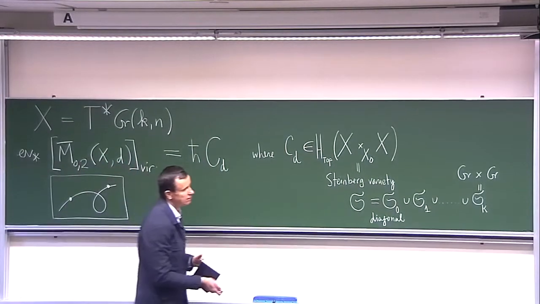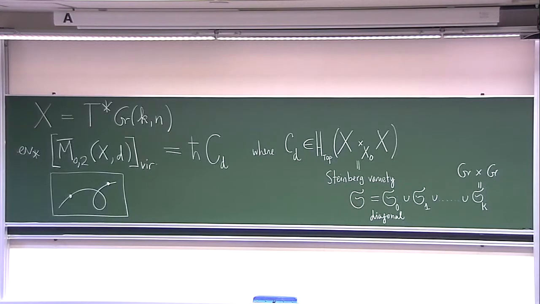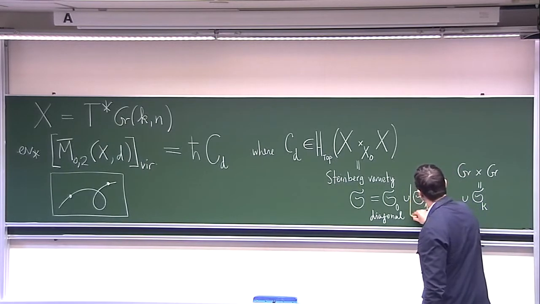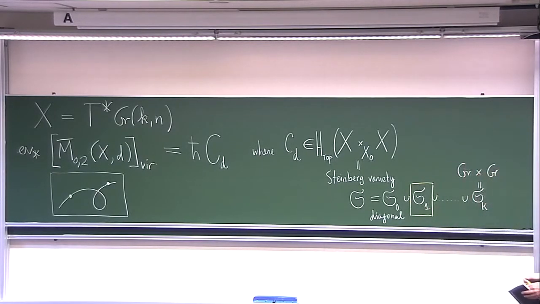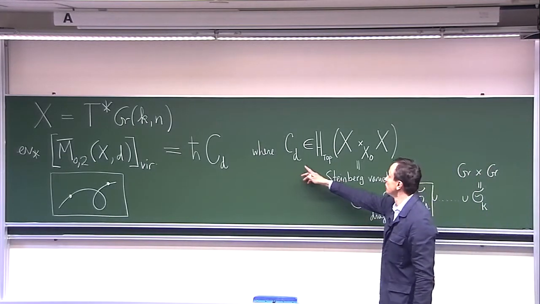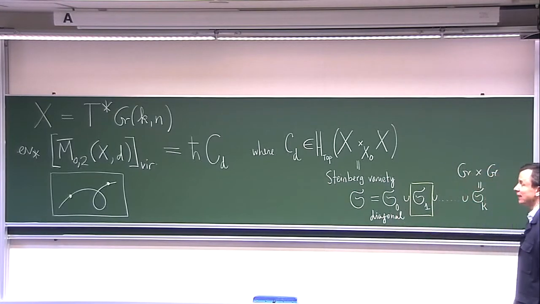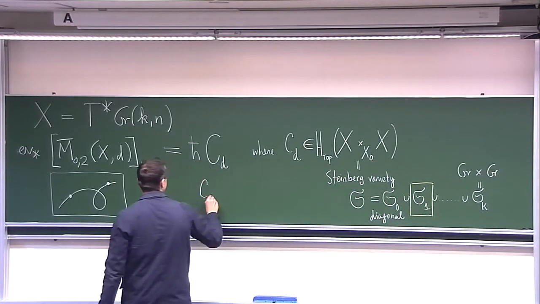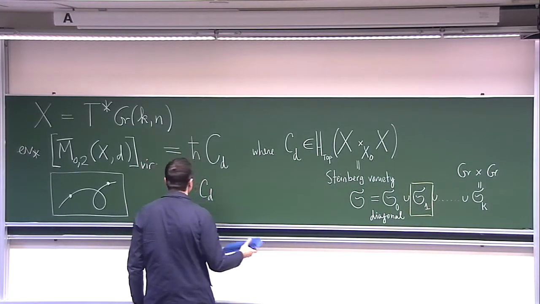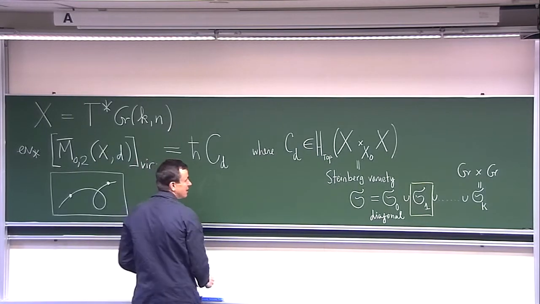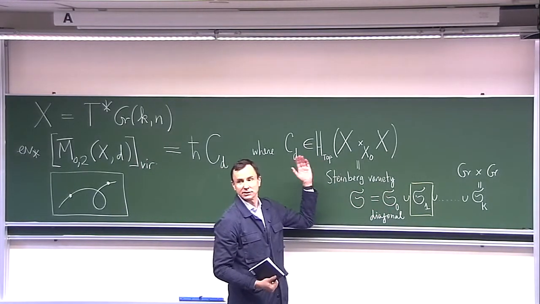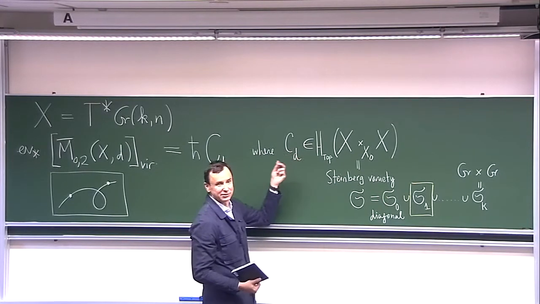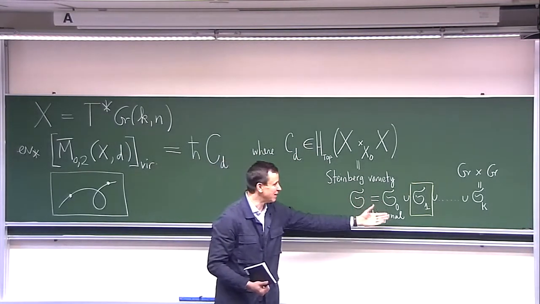So we want to look at this one, and we will explain what it is. Because, in fact, for the cycle C_d with d equals 0, you get, of course, the diagonal. In the d equals 0 case, you're going to get the diagonal, that is clear. Because if the two points lie on a degree 0 curve, all of them are the same.